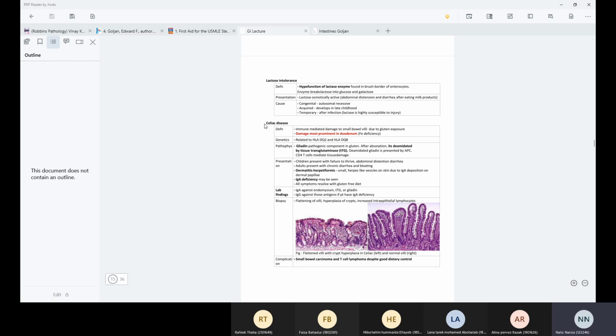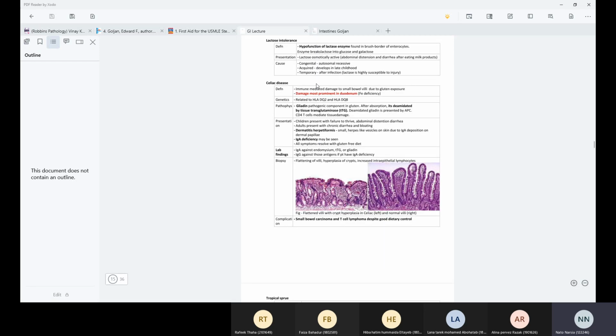But in celiac disease, the important part is this: celiac disease has a risk of developing lymphoma. That is high yield information. You need to memorize it, because I have clinical cases about it. Why? Many people have celiac disease, because it is an autoimmune condition, with immune-mediated damage to small bowel villi.